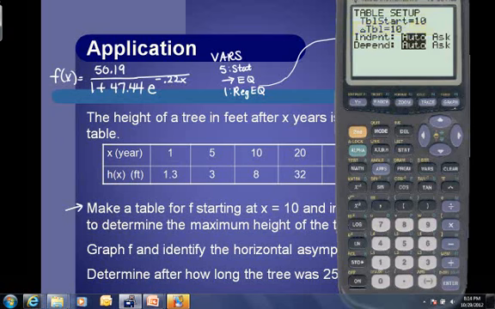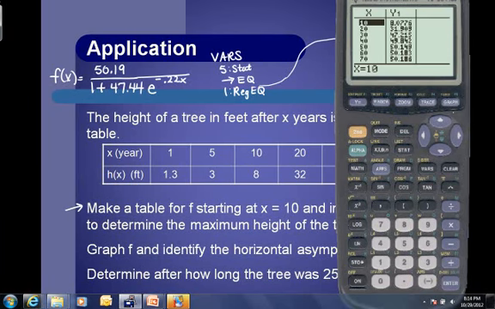Now when we go to second table, notice when x is 10, or when the tree is 10 years old, the height is 8 feet. After 20 years, it's 31 feet tall. After 30 years, it's 47 feet tall. And as that tree gets older and older, what happens? That tree is never going to go above 50.187 feet. Okay, after 300 years, it's still sitting at 50.187.